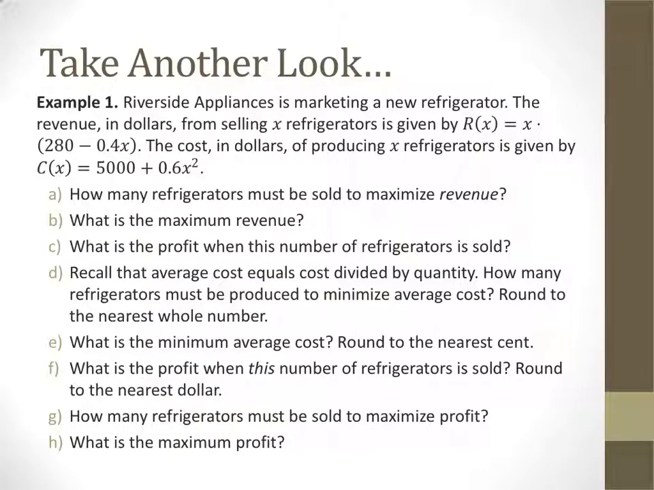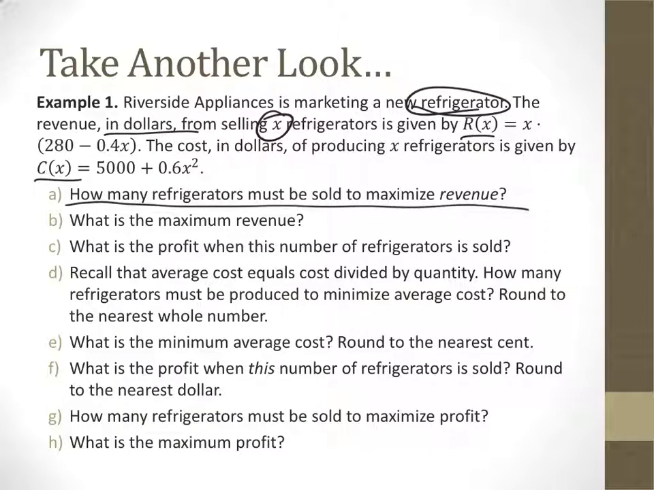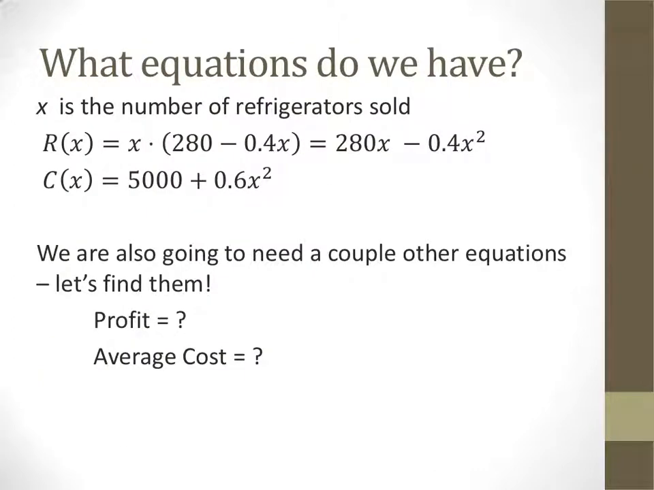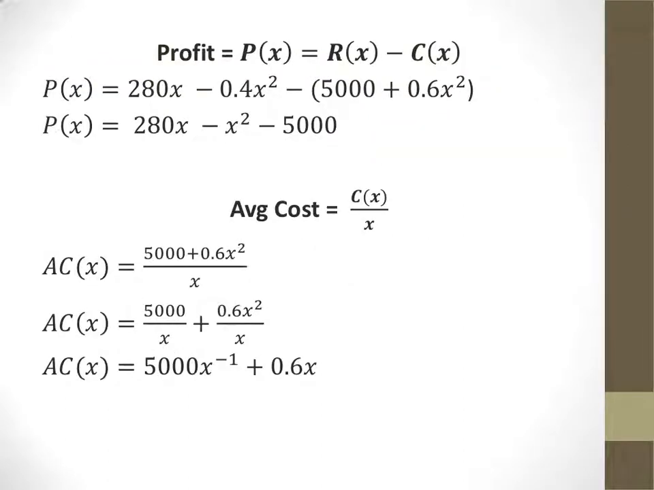Okay, so they've given us revenue and cost. We're talking about refrigerators, where we have revenue in dollars from selling x numbers of refrigerators. And the first thing we want to do is maximize revenue and find out how many refrigerators we must sell. So they gave us the number of refrigerators, they gave us revenue, they gave us cost. They didn't give us profit, and they didn't give us average cost either. Let's go find those equations and then gather all of our equations together.